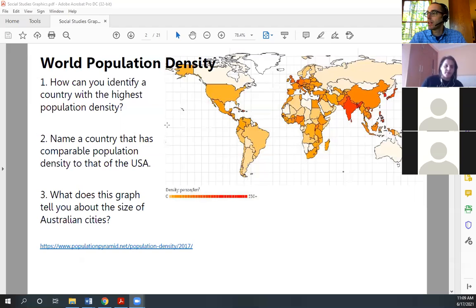Name a country that has comparable population density to that of the United States. Now these aren't labeled, and it can be hard, especially on a small map. South Africa. Okay, South Africa. Yeah, that's actually an easy country to name, huh? Because it's Africa, it's South Africa. You can always find South Africa. So how did you figure that out?